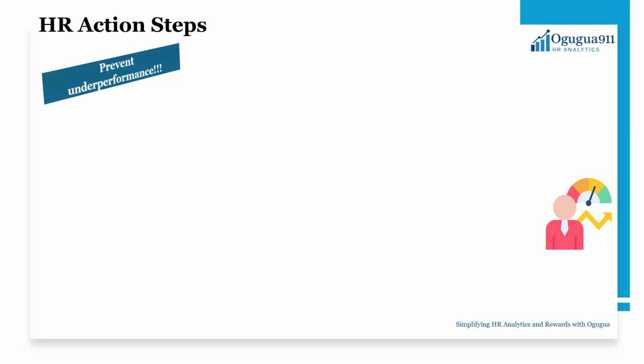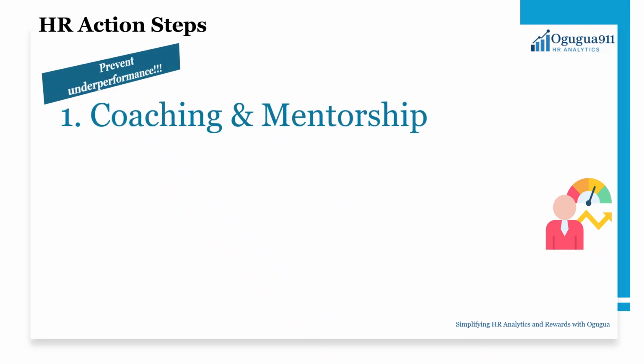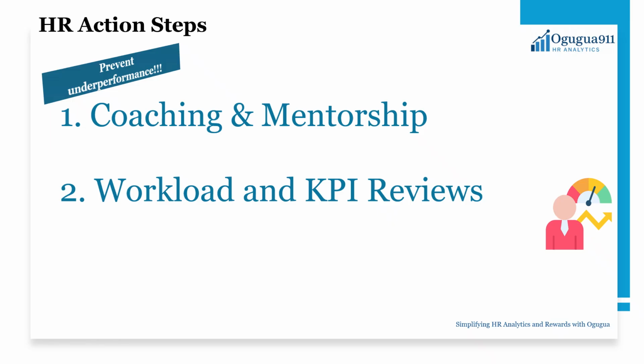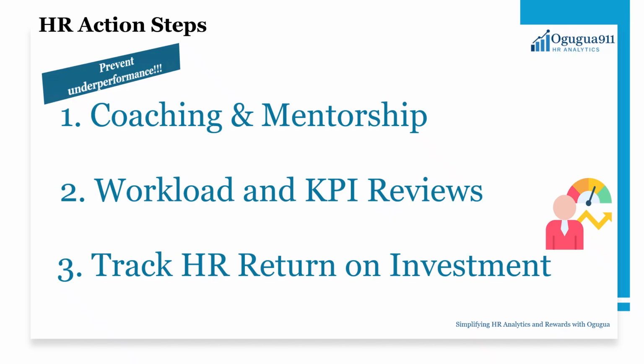We now understand the indicators of underperformance. We have also seen how to use analytics to detect patterns. Now, what's next? What next for HR is your action. You need to begin to intervene early with coaching or mentorship. Also, try adjusting your workload distribution or revisit your KPIs. Most importantly, track your post-intervention improvements. That's your HR ROI metric.